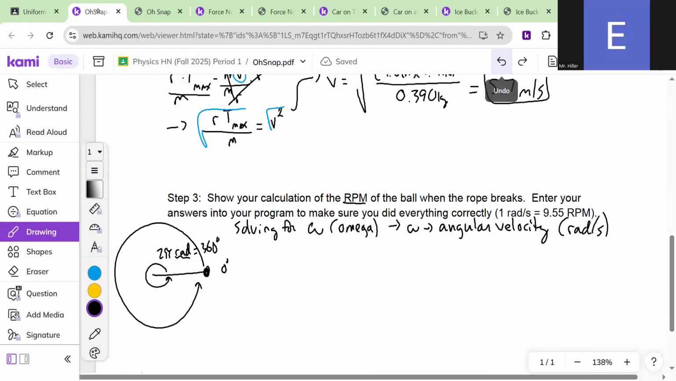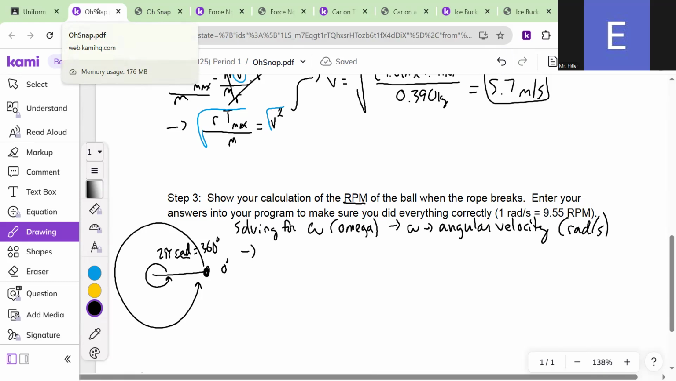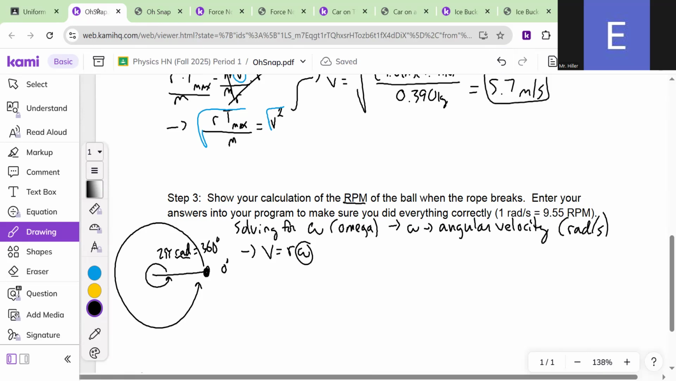Okay. So what we got to do is we then have to convert from radians per second to revolutions per minute using that conversion factor. 1 radian per second equals 9.55 revolutions per minute. Well, the way we do this is we use another relationship between linear and angular speeds. And that is the linear or tangential speed at the end is equal to the radius times the angular velocity. So we can solve for omega by dividing by the radius, like this. So the angular speed is going to be the linear speed divided by the radius.